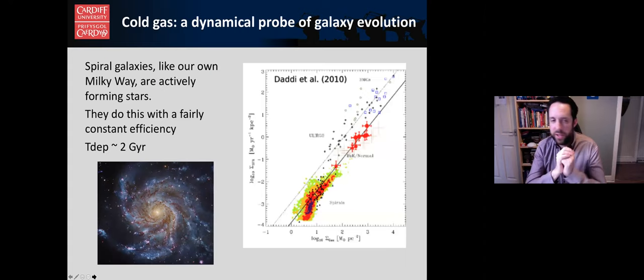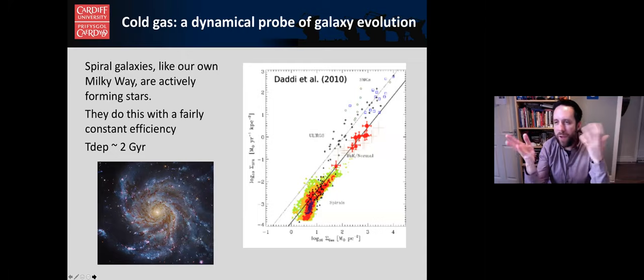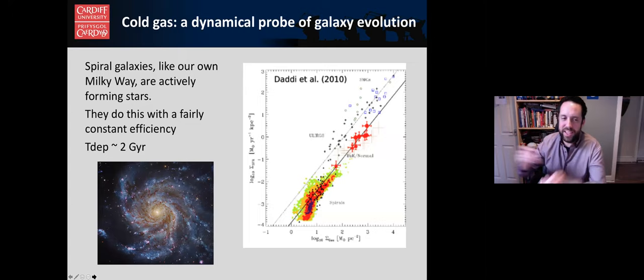So as you all know, spiral galaxies like the Milky Way are actively forming stars. And it seems when we look around us in the Milky Way and also extragalactically, that in normal spiral galaxies, they do this with a fairly constant efficiency. They form stars at a rate that would deplete the gas reservoir in about 2 billion years.